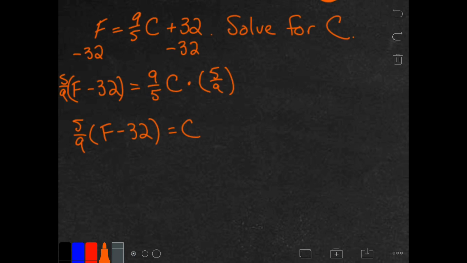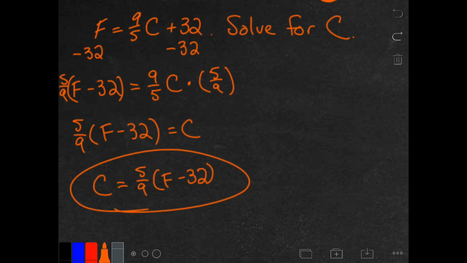And that's all there is to it. That's all the further we can take this one. We got C by itself. We don't have to distribute in this case. If I want you to distribute, I'll let you know. But in this case, we'll just leave it as is. Now, if we wanted to, we could also flip it around: C equals 5/9 (F minus 32). But that's as far as you need to take it. So again, just like solving an equation that has multiple steps, except we don't get a number as our solution.